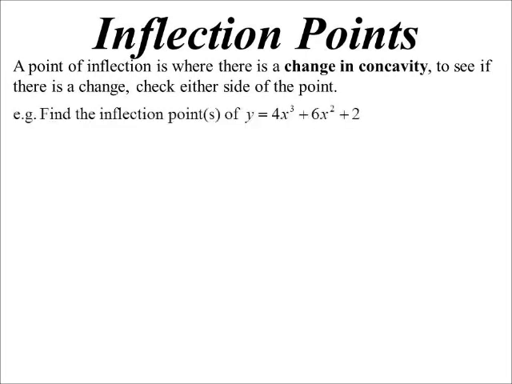So let's find any inflection points. There might be one, there might be none, there might be several. Mind you, it's a cubic. Therefore, how many should I have? One. There's your basic cubic right there, y equals x cubed. It'll change concavity once. In fact, all cubics will change concavity once. So I'm expecting one solution.